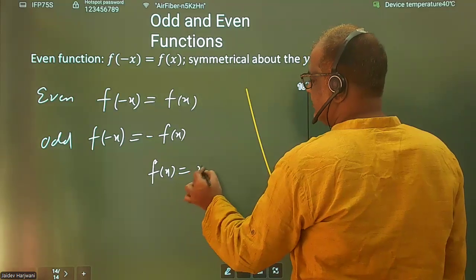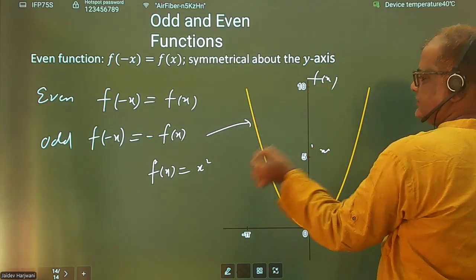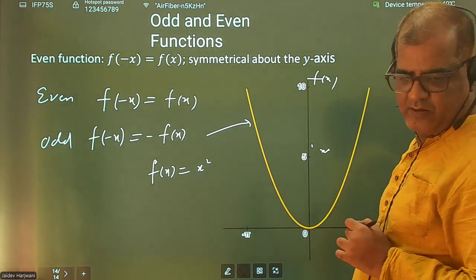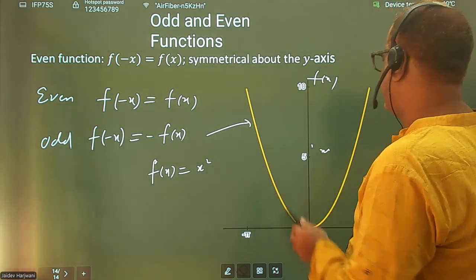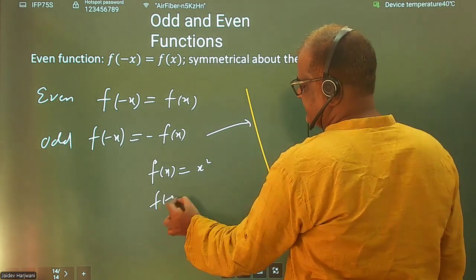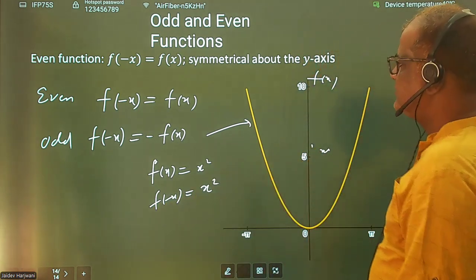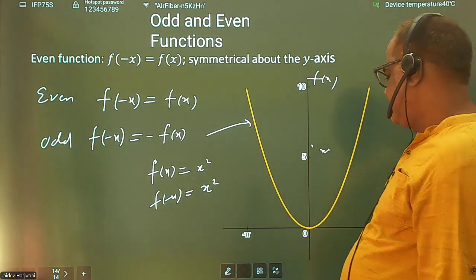this curve is f of x is equal to x square. Now this function is symmetric with respect to the y-axis. If I put f of minus x, this is again equal to x square. So this is an example of an even function.